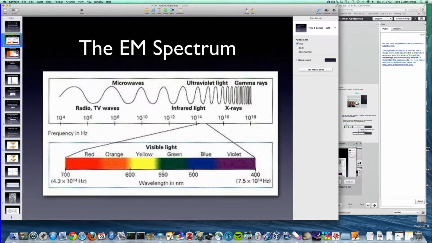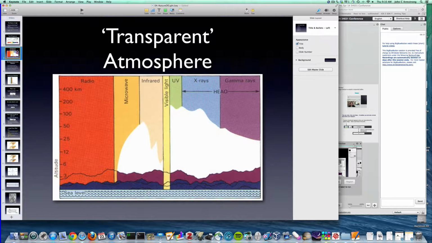Part of the problem with that is the fact that the atmosphere gets in the way. Right? So our atmosphere is transparent to only some types of light, and you might not be too surprised that the main type of light that the atmosphere is transparent to is the visible. So what this graph is showing you is that I have altitude here as a function of wavelength, and I've got the visible light.